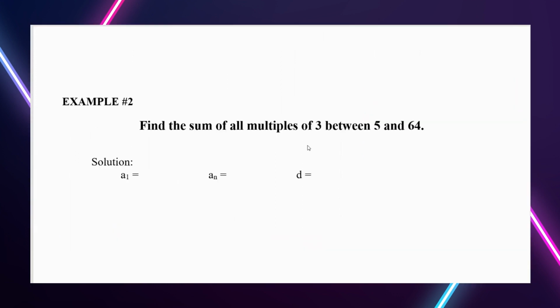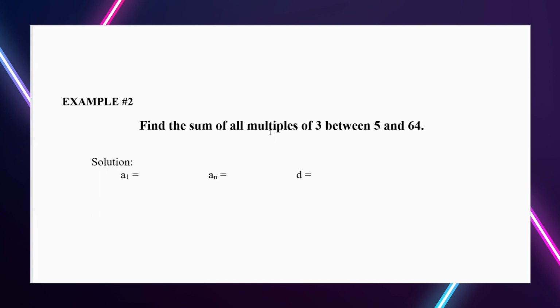Let us have another example. Find the sum of all multiples of 3 between 5 and 64. Kung titignan natin, ang pangalawang example natin ay naiiba doon sa ating unang example. But then, una natin gagawin sa ating given ay i-illustrate muna natin ang sequence natin. Ano nga ba ang mga terms natin sa sequence na ito? Tandaan, sabing ganon, find the sum of all multiples of 3 between 5 and 64.